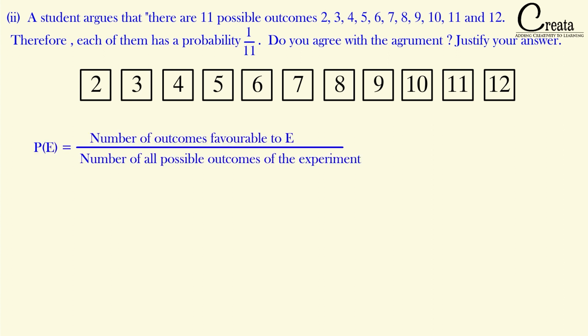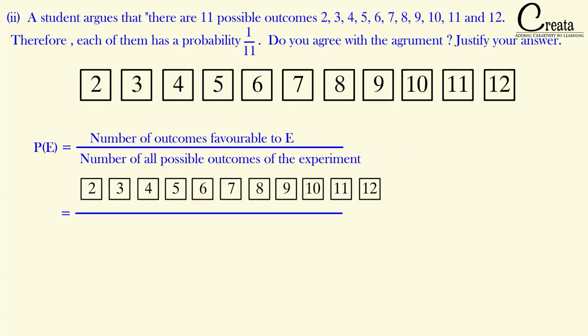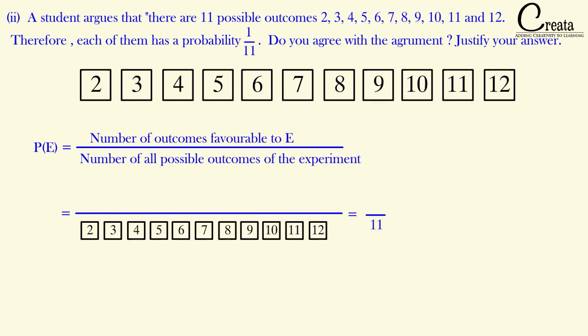So the student is thinking that we are having total 11 outputs. So in the denominator 11 will come, and each case is coming only once, so we will get 1 in the numerator. For example, if we have to calculate the probability of 2, the student is thinking 2 is coming only once, so 1 in the numerator and total 11 cases in the denominator. So we got 1 by 11 as the answer. This is what the student is thinking. But this approach is not correct. This approach of getting 1 by 11 as the probability is not correct.